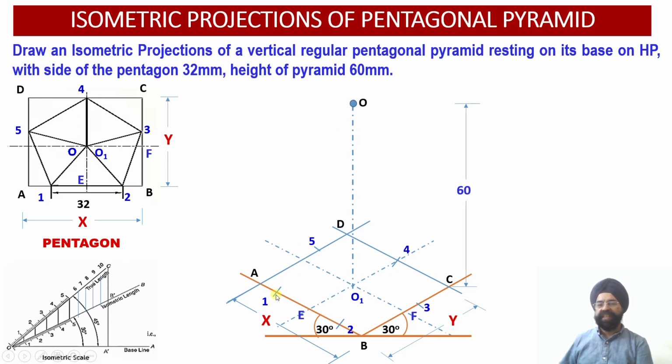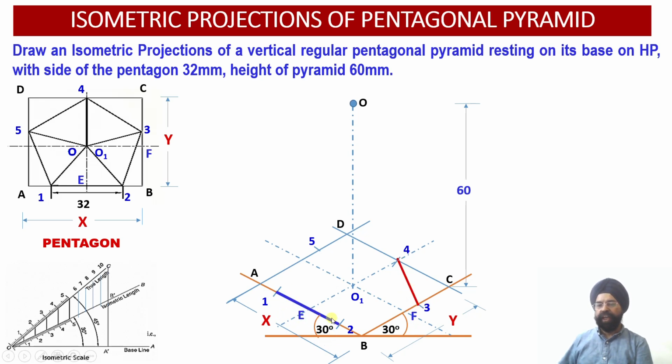Now whichever slant edges are facing the observer will be drawn dark, and whichever slant edges are away from the observer will be drawn light. So please check, O4 will be light, O5 not dotted, it will be light not dotted. Similarly, corresponding to the base, this edge will be light, this edge will be light, this edge will be light, and these two edges will be dark. Let us draw it one by one.